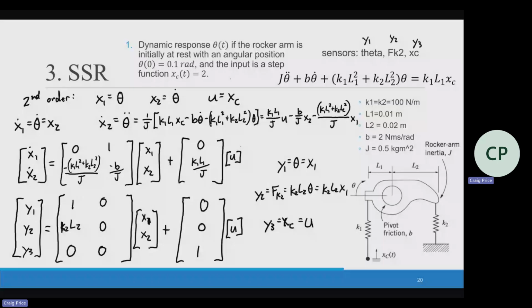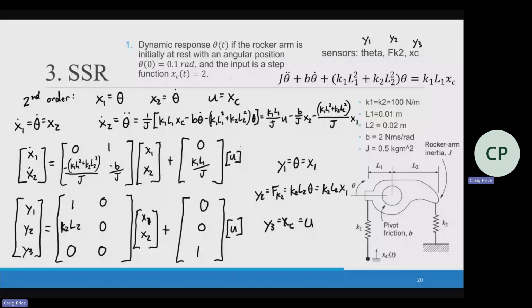So X1, X2, U. If Y1 is equal to theta, that's what they want. I'm not just making this up, it's based on the problem. So my first output is equal to theta, that's just equal to X1. The second one, they wanted the return spring force, that's FK2. We have a definition earlier, K2 L2 theta. Theta again is X1. So we can now put that in terms of our new name, X1. And lastly, our other sensor that we care about monitoring is the cam displacement, which is equal to U.